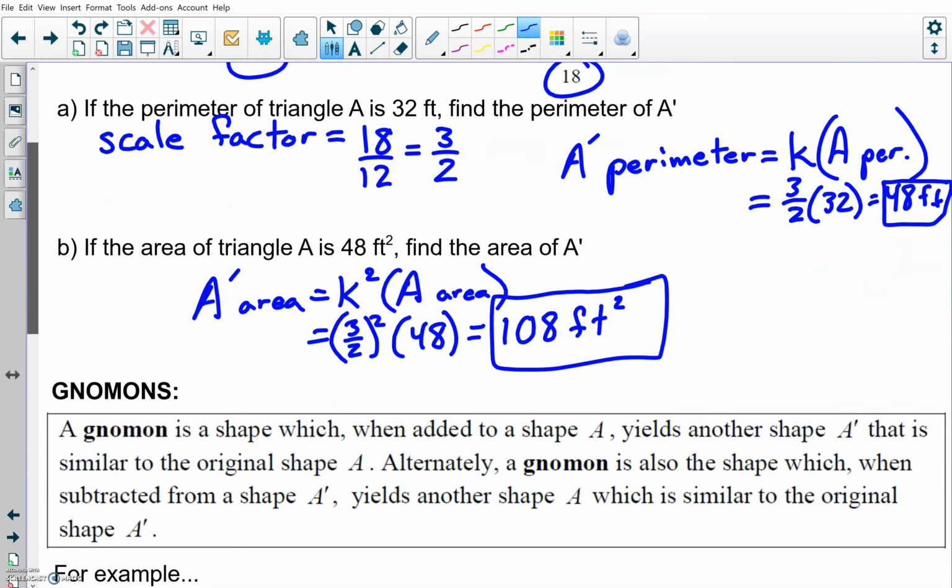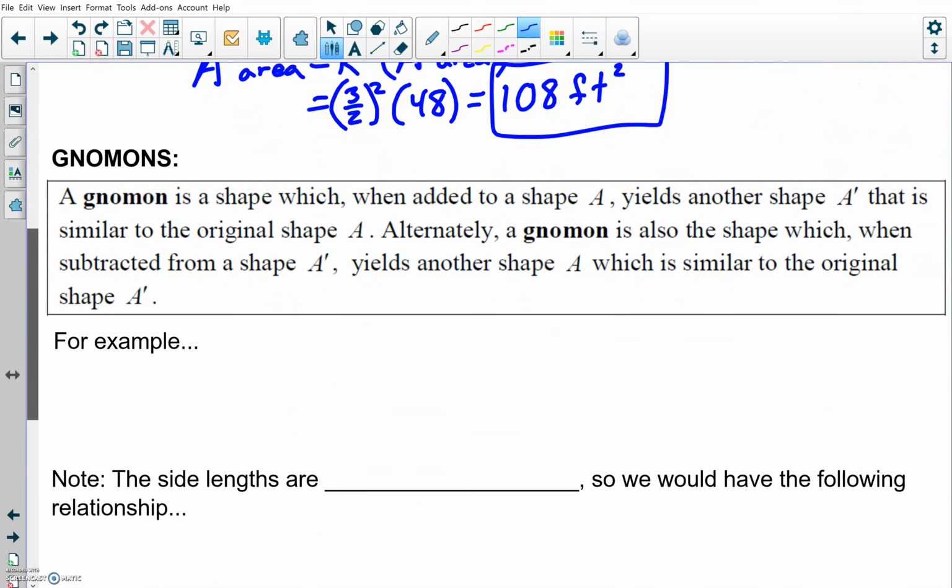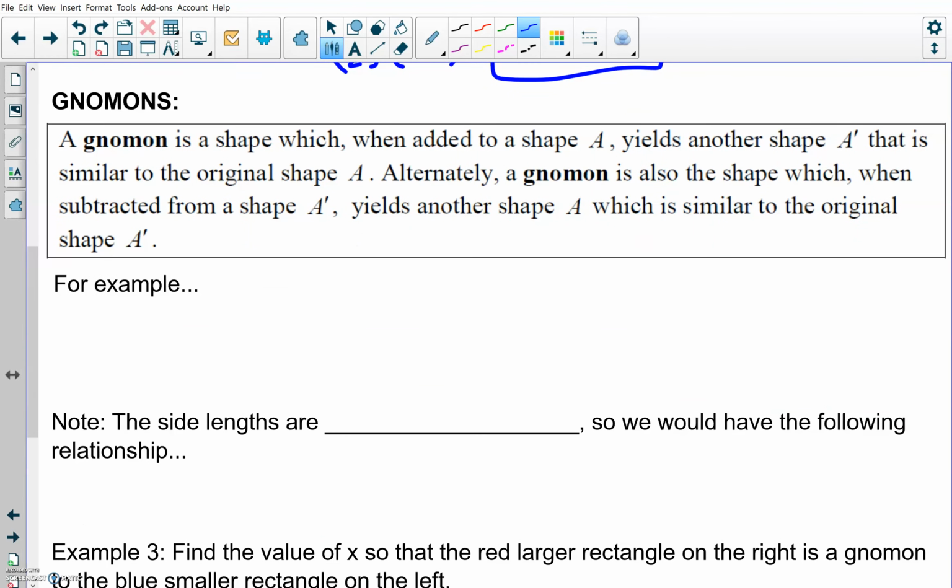All right, and that's pretty much all there is to the similarity and what you're going to be doing with it. So for a gnomon, basically a gnomon is a shape which, when added to a shape A, yields another shape, A prime, that is similar to the original shape. So alternately, a gnomon is also the shape which, when subtracted from A prime, yields another shape A, which is similar to the original shape.